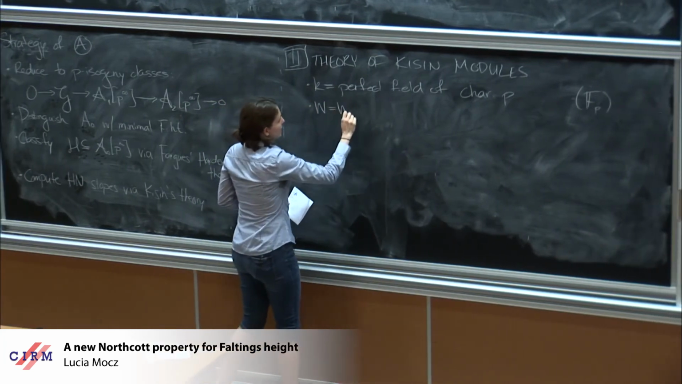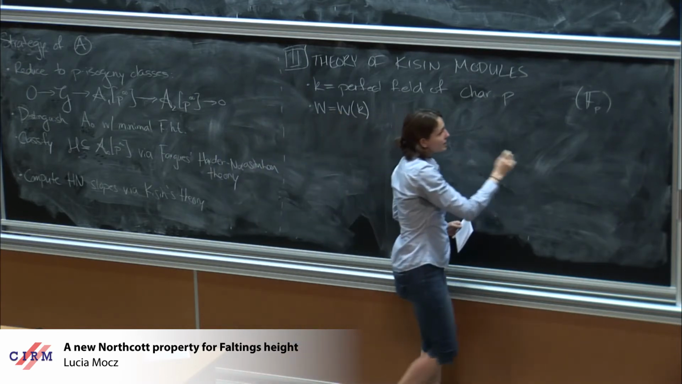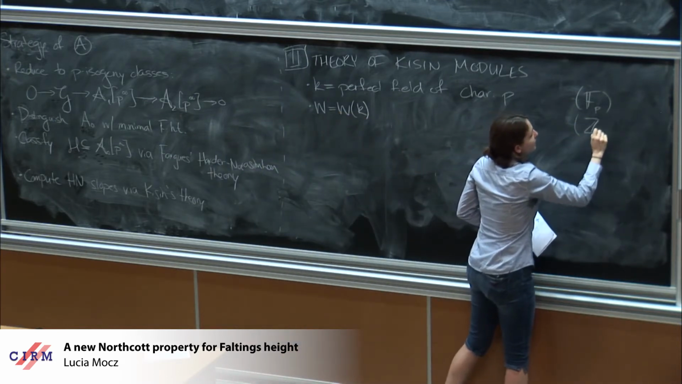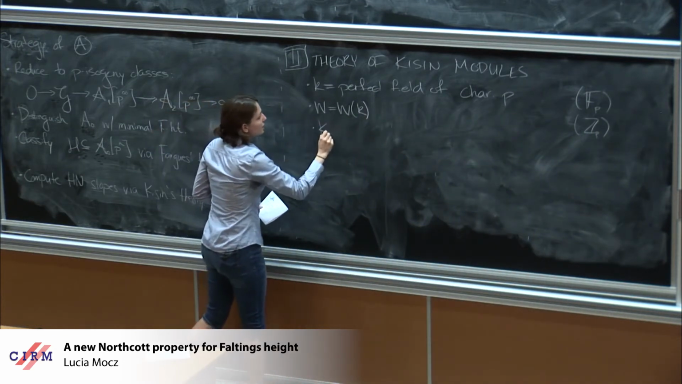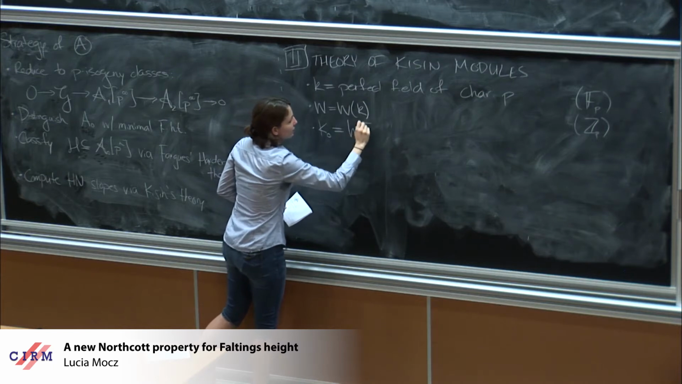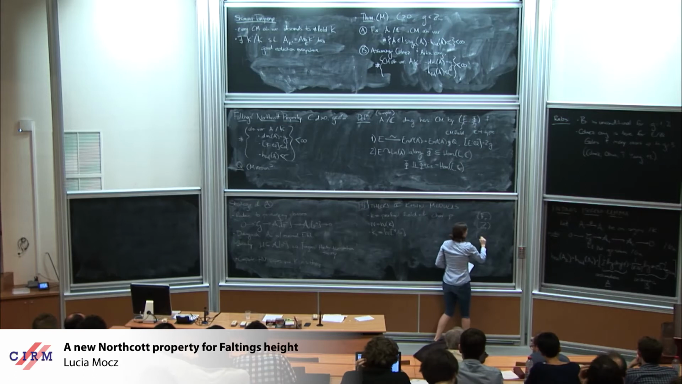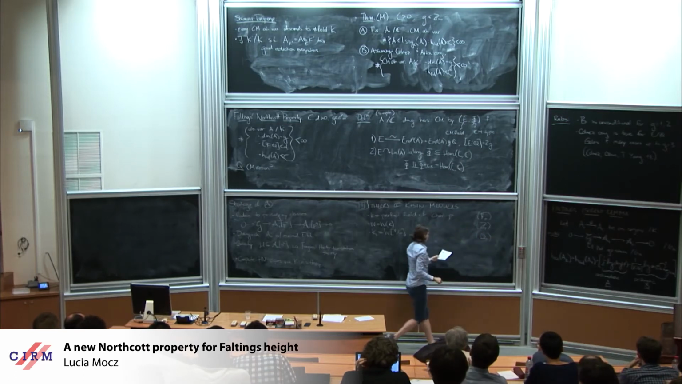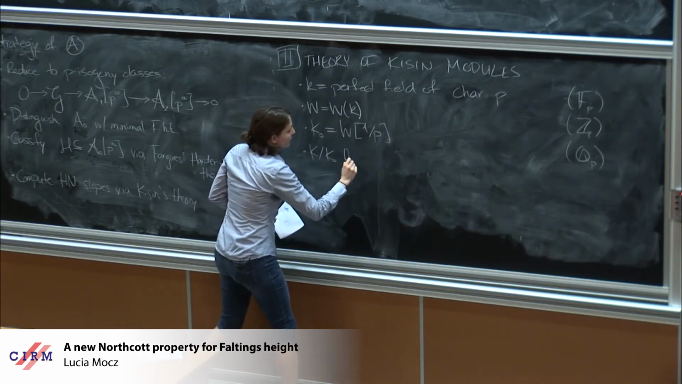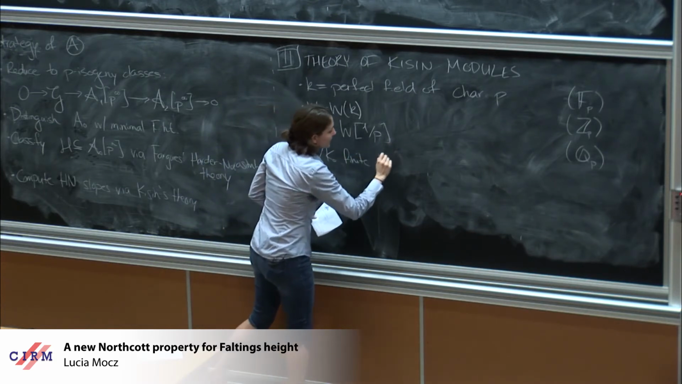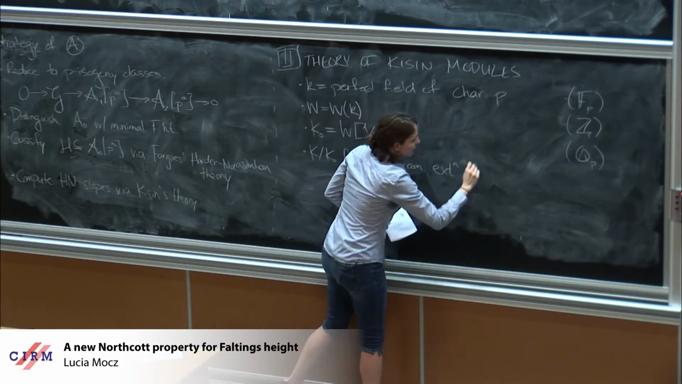W is going to be the ring of Witt vectors that correspond to this little field k. For F_p, that is just Z_p. K_0 is going to be the fraction field of W, and so the fraction field of Z_p is Q_p, and K over K_0 is going to be a finite, totally ramified extension of degree e.